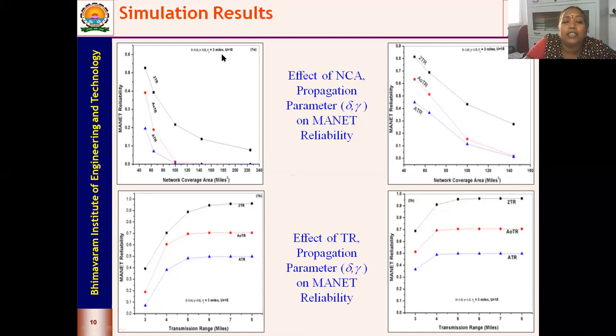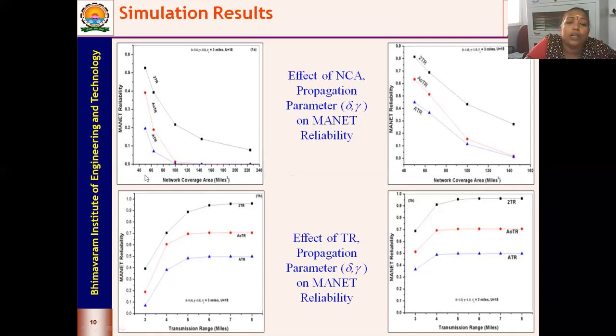I am taking the radius or the transmission range to be 3 miles, and the network has U equal to 18. That means the total number of nodes in the network is 18. So we are changing the coverage area, say from 0 square miles to 220 square miles. It could have gone up to 400 square miles, but here it's up to 220 square miles.